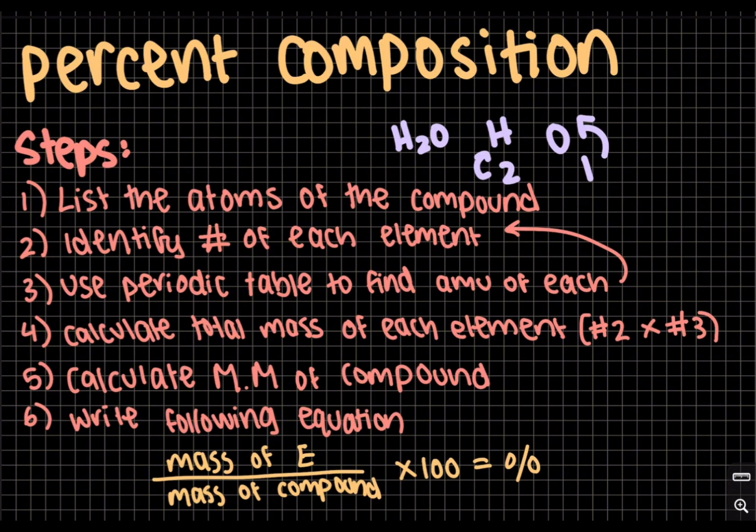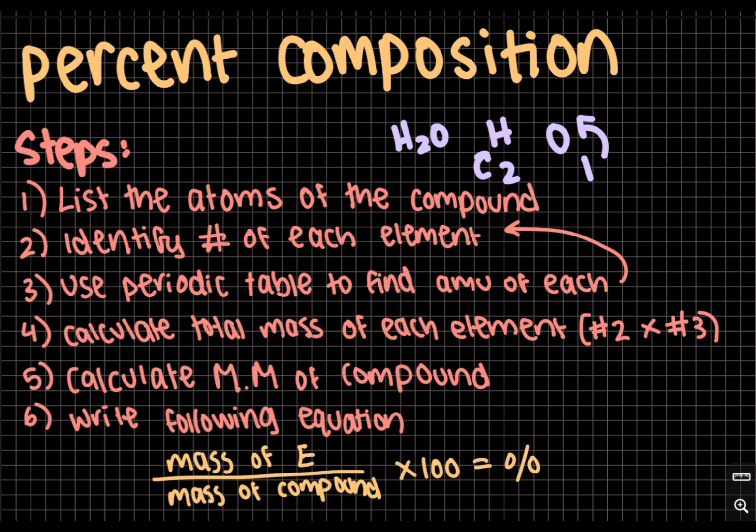Now, use your periodic table to find the atomic mass unit of each of the elements. You can just round. Normally on the periodic table, oxygen is like 15.999. You can just round up to 16. There should be no issue. And hydrogen is like 1.01 something. Just round down. It's fine unless your teacher tells you otherwise.